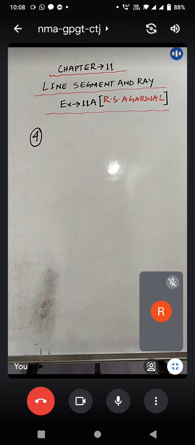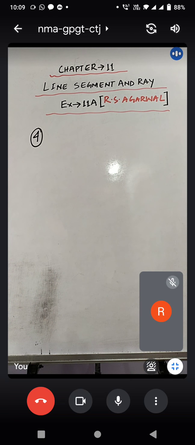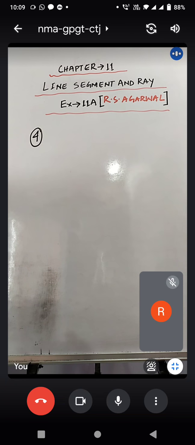Hello students, today we are going to start chapter 11, Line, Segment and Ray, of R.S. Agarwal. Today we are going to start exercise 11A, and I'm going to explain question numbers 4 and 5 from this exercise.